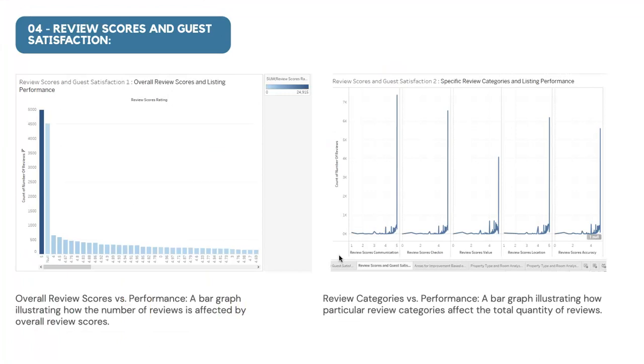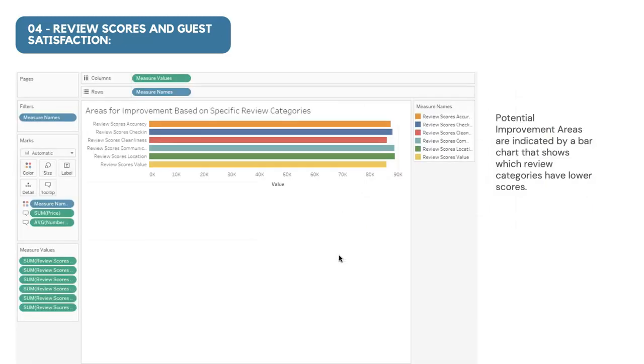The fourth use case we are exploring is review scores and guest satisfaction. In this particular slide we have two graphs, a bar chart and a line graph. The bar chart represents how the number of reviews is affected by overall review score, and the second one is on the popularity of the review category by total quantity of reviews.